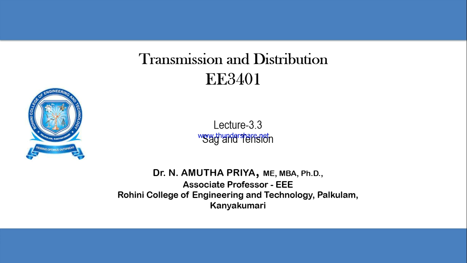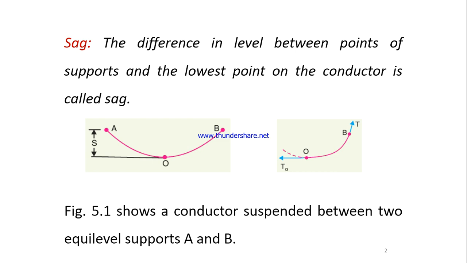We are discussing the transmission and distribution course for Regulation 2021, which covers the sag and tension process of the power system. What is sag? Sag is the difference in level between the point of support and the lowest point on the conductor. This is what is called sag.